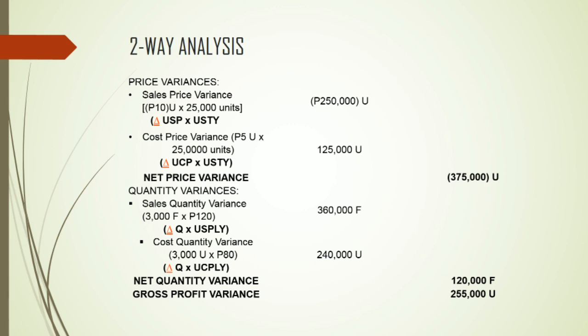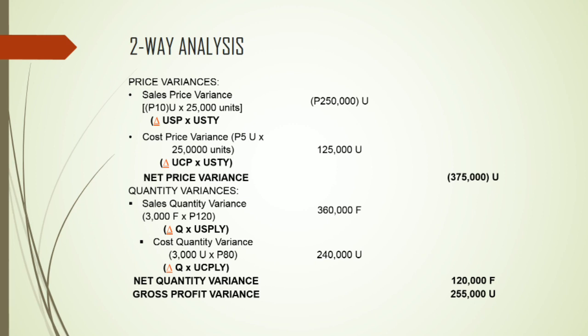And then for the cost quantity variance, we have change in quantity times unit cost price last year. So here, 3,000 unfavorable times 80 pesos. It became unfavorable because as units sold increase, production of units increases, and our cost also increases. So we have here 80 pesos as unit cost price last year. So 3,000 unfavorable times 80 pesos is 240,000 unfavorable.